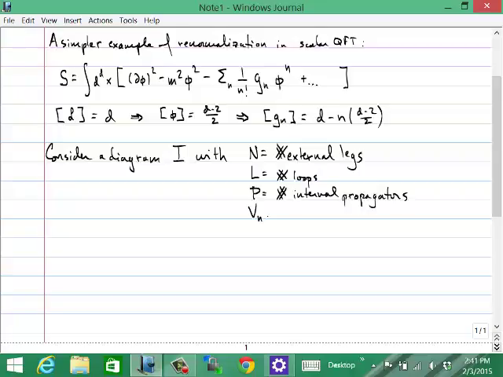And finally, there are an infinite number of different types of vertex that are allowed in this theory that are labeled by this index n. And so I'll let V sub n be the number of vertices of type n. That is to say, the number of endpoint vertices. So, for example, your diagram, I don't know, it might look something like this.